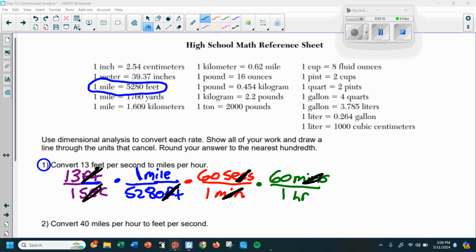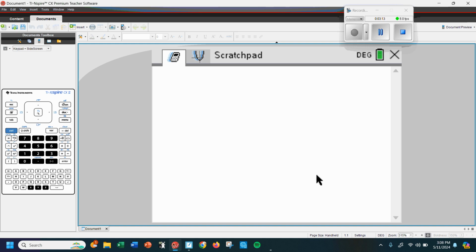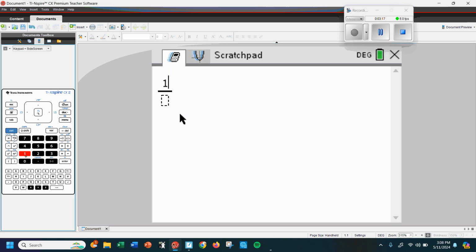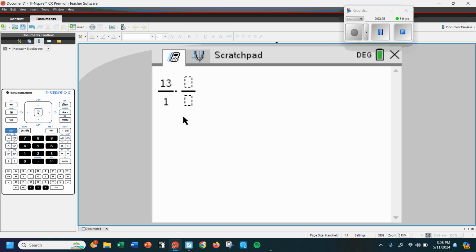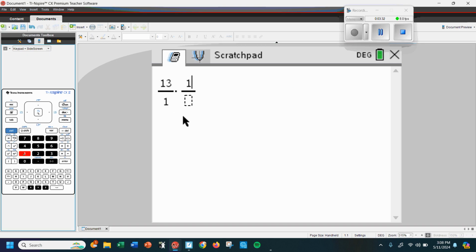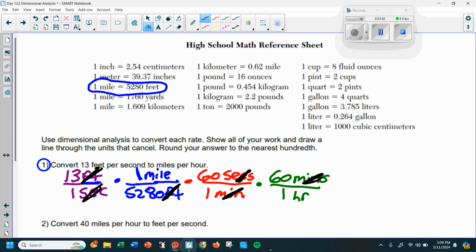So let's do that. If we go to the calculator, fraction. Okay, so we had 13 over 1, even though that doesn't really do much, times another fraction. Okay, what else did we have? We had 1 mile is 5,280 feet. So 1 on top and 5,280 feet were on the bottom. Okay, times. Now we have the next fraction, 60 over 1.